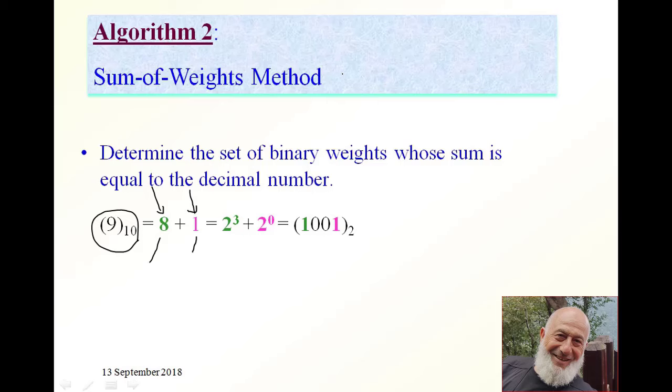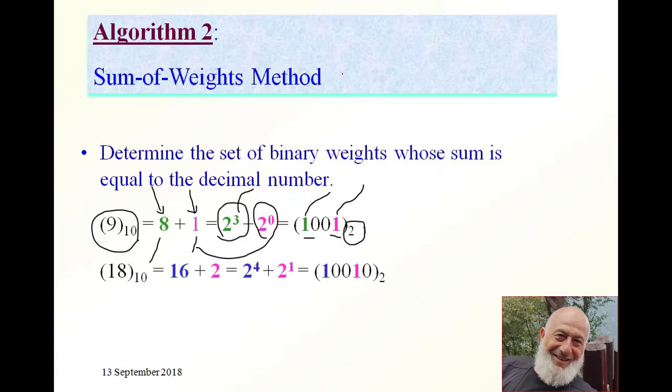Actually, 8 is 2 to the 3. So in the third position in the binary number, there's a 1, which is this one. And the 1 is 2 to the power 0. So in the first position here, which has a power of 0, there is a 1. So this is 8, and this is 1 in base 2.